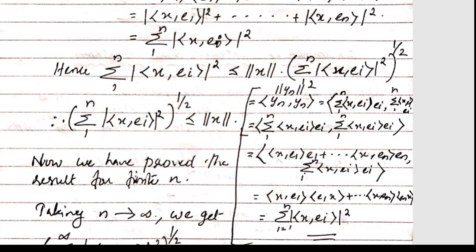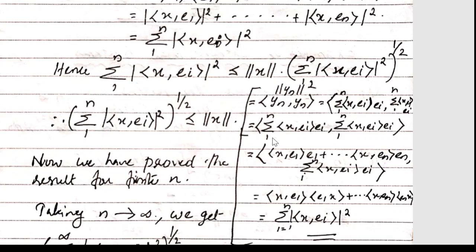So here find what is the norm of yn square. Exactly, it will come as less than or equal to norm of x into norm of y terms. So what is norm of yn square? Norm of yn square is the inner product of yn with yn. So substitute for yn. Now this is equal to the inner product of sigma 1 to n inner product of x, ei into ei with sigma 1 to n inner product of x, ei into ei.